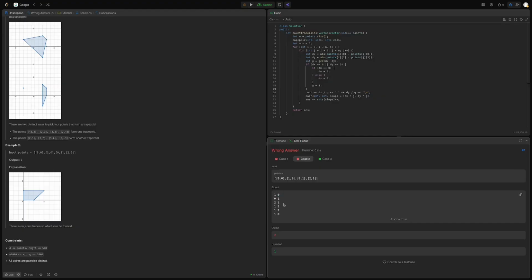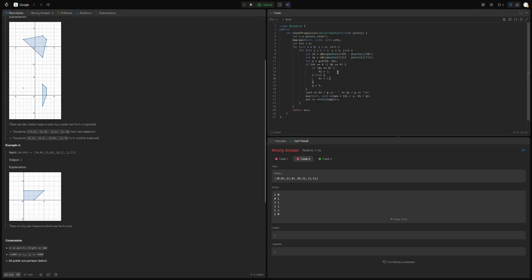So 1 0, 0 1. That's this line. No, that's this line, then this line, and then 2 1. It's this line. Okay, so nothing yet. Then here we can go like this.